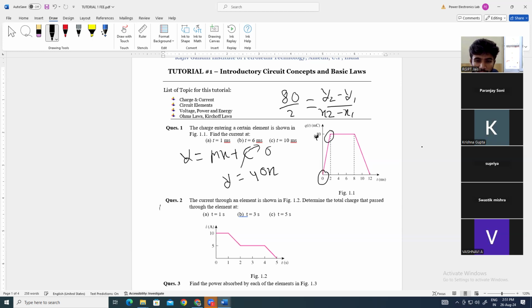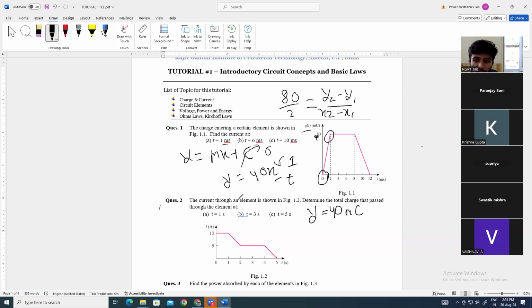And what is y here? It's q(t), right? Y is q(t) and x is t. Okay. So is it okay? So at t equals 1 millisecond, what would be the charge entering here? If we put x equal to 1, what would y be? 40, right? So 40 millicoulomb would be the charge at 1 millisecond.